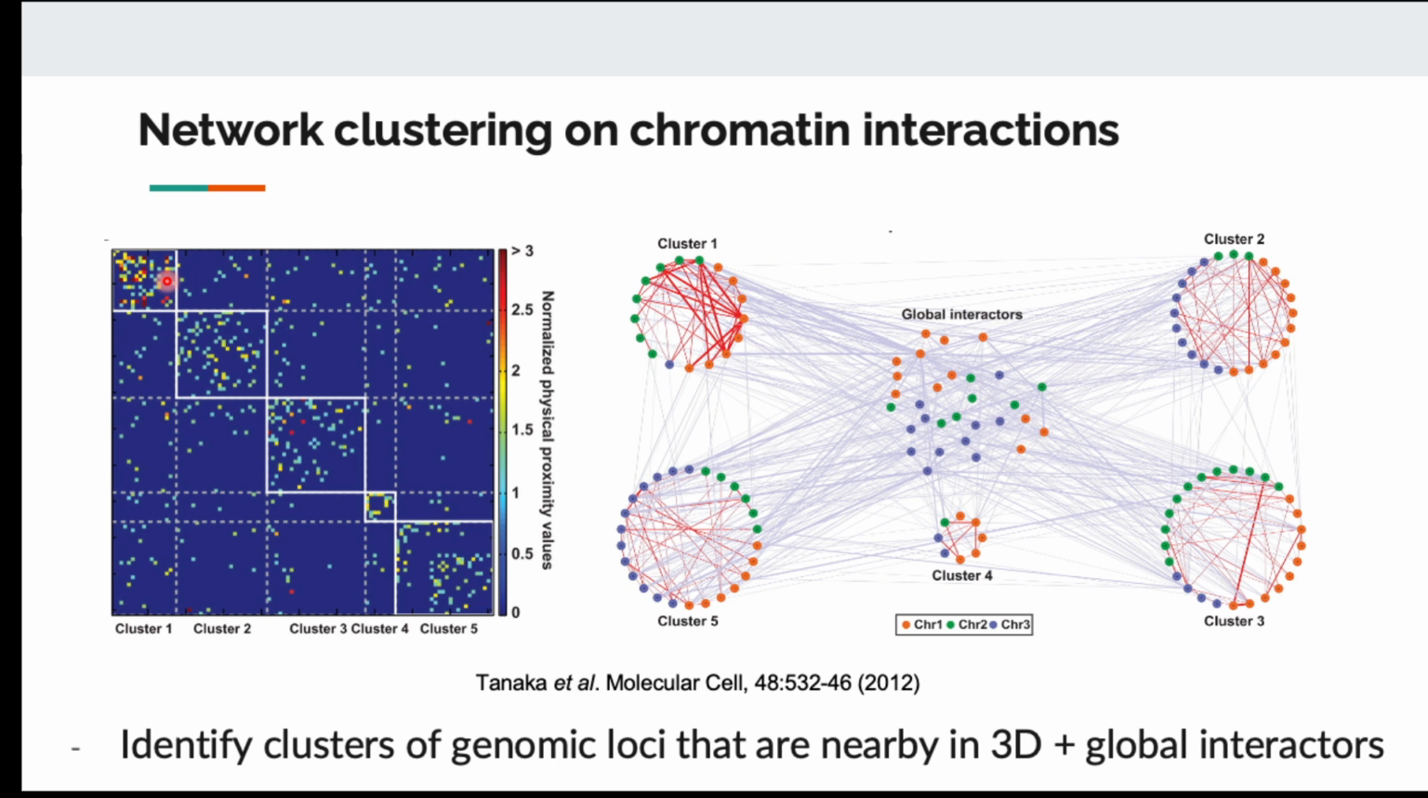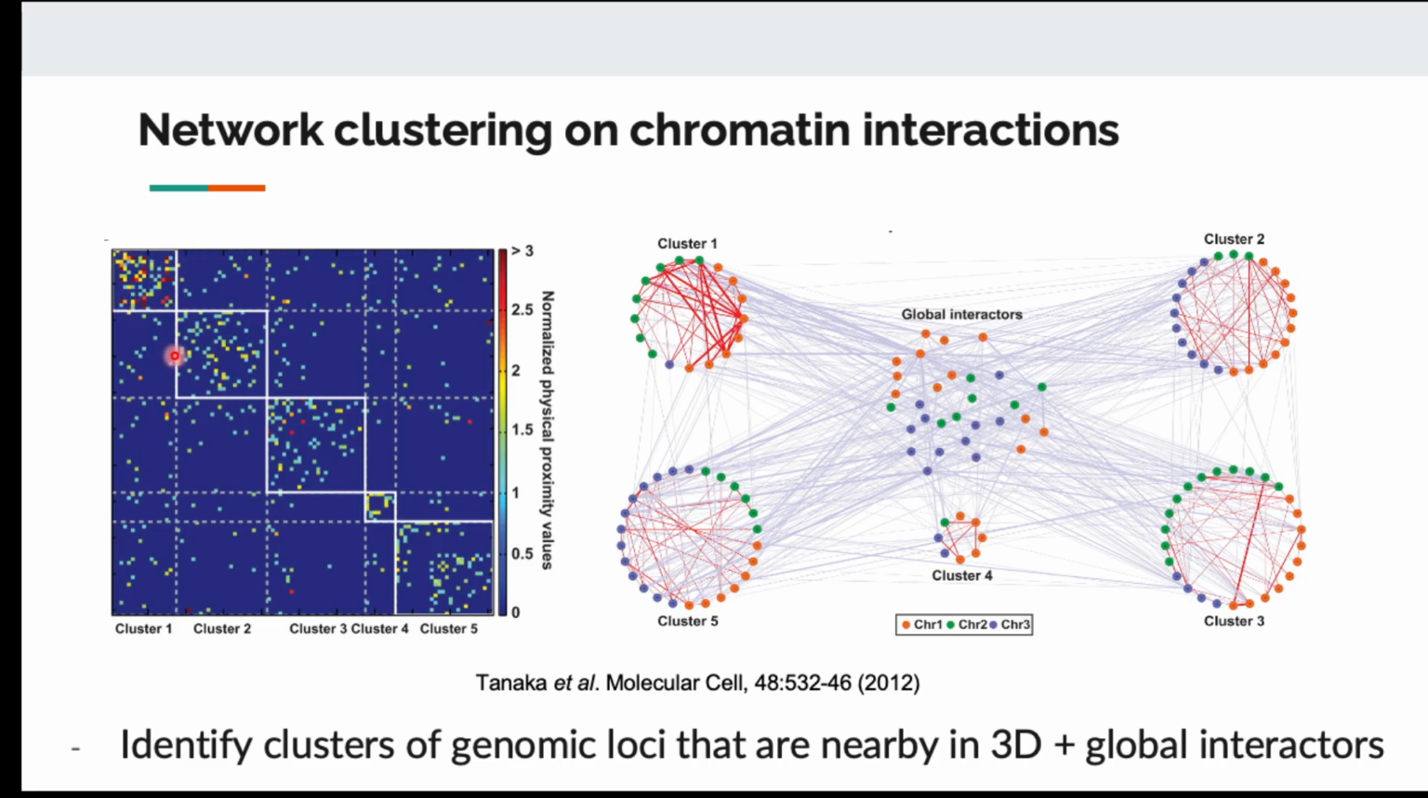But basically, you can create a network that connects different loci on the DNA to each other based on 3D distance. And from this network, this is visualized as a heat map. So each row and each column is one locus on the DNA, and the colors mean whether they are near each other or far away from each other.